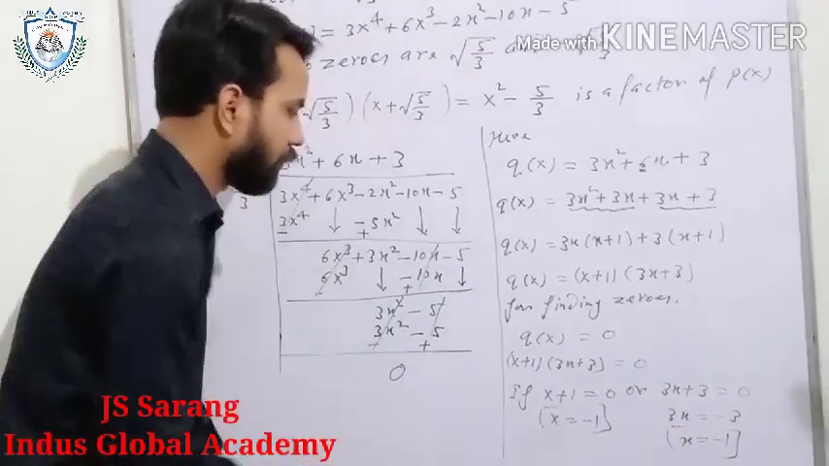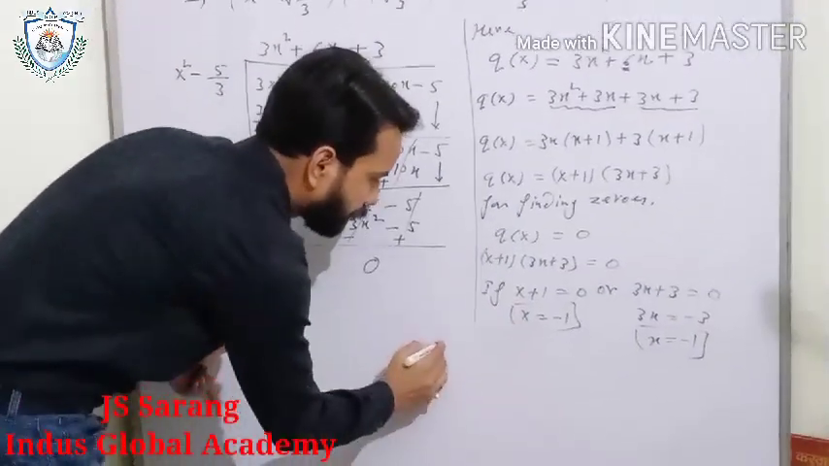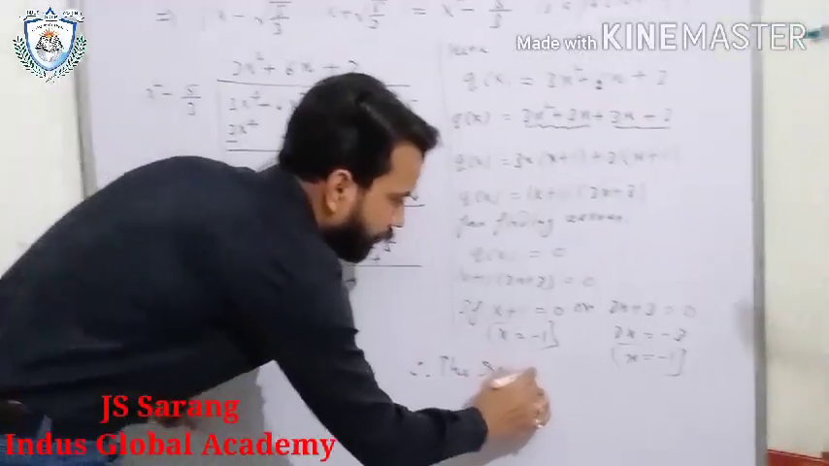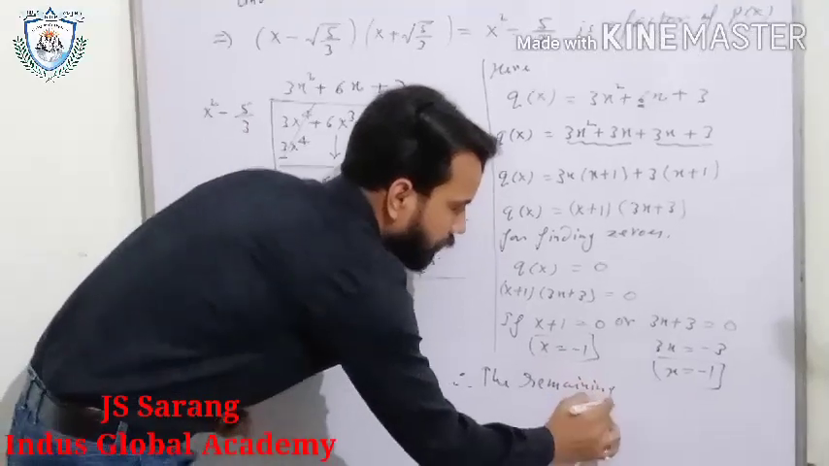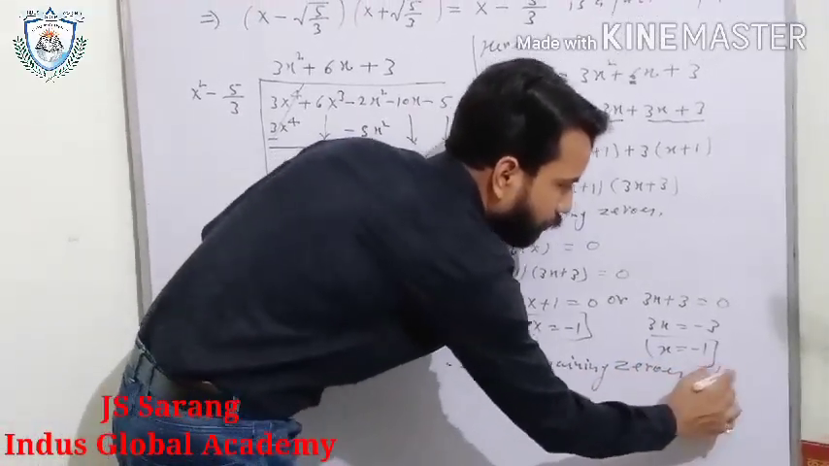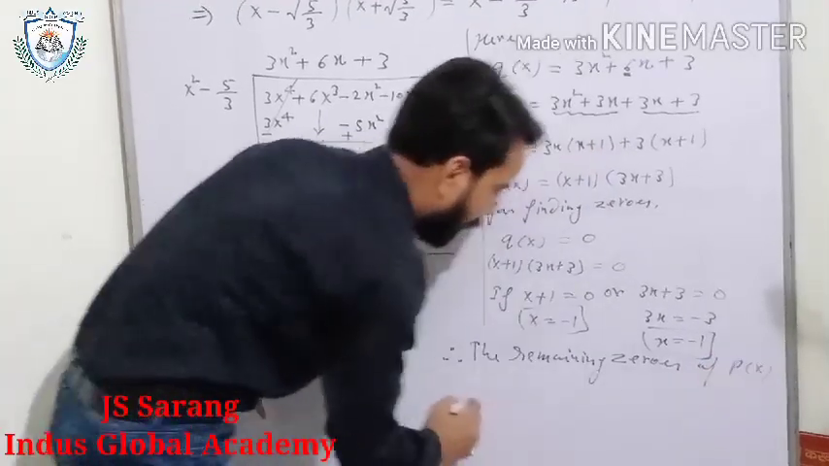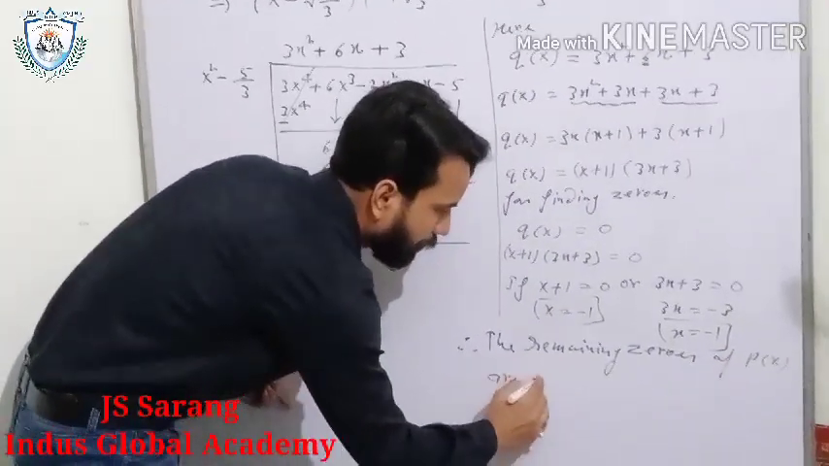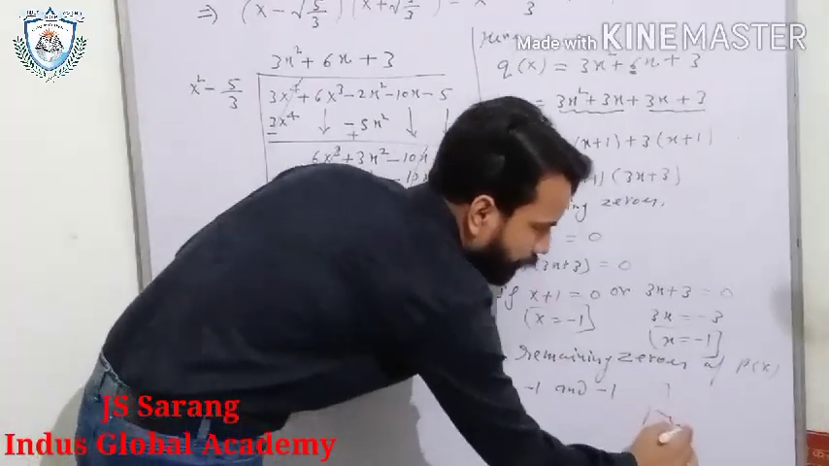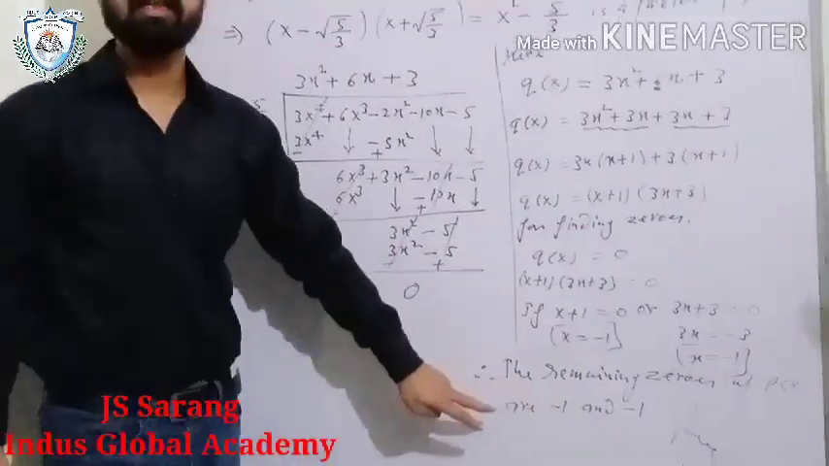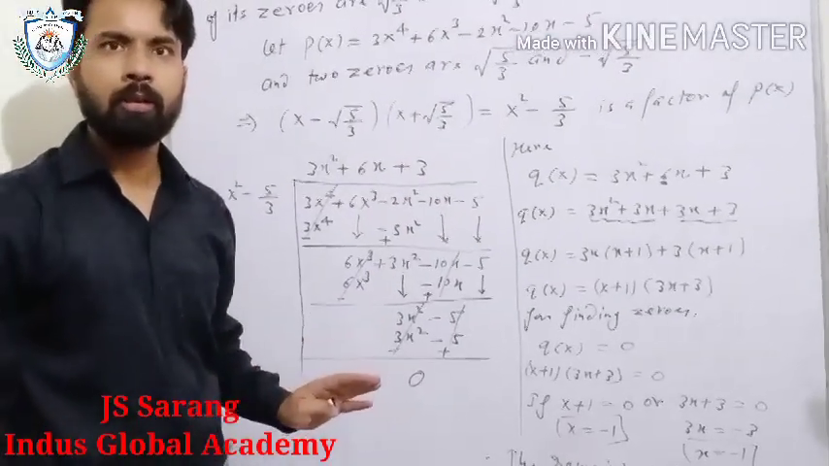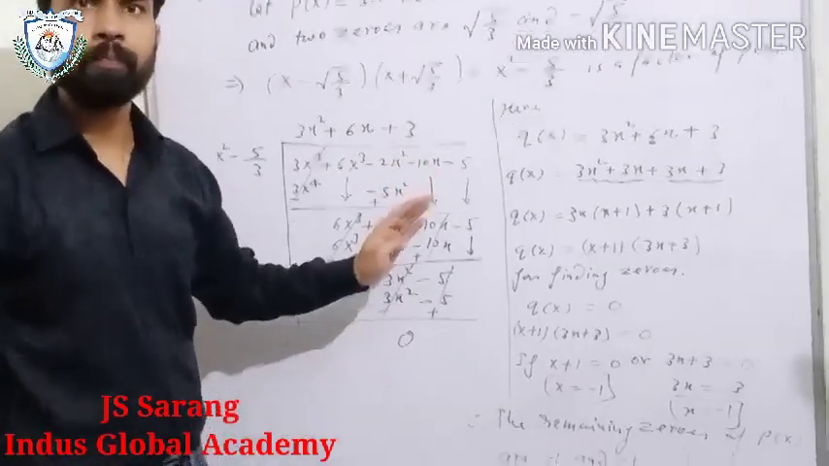So at last we have to write, hence the remaining zeros of p of x are minus 1 and minus 1. So these are the remaining zeros of this polynomial. Understood? Hope it is clear to everyone.